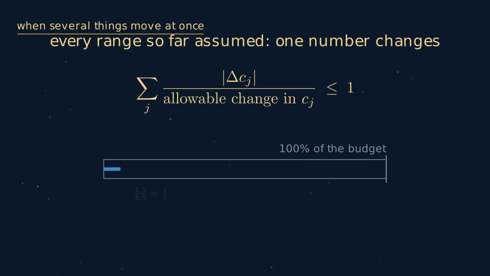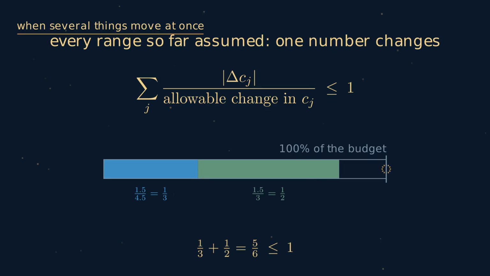Take our factory. The first margin rises by 1.5, out of an allowed 4.5. That spends a third of the budget. The second margin falls by 1.5, out of an allowed 3. That's another half. A third plus a half is 5/6. Still inside the budget, so the plan is guaranteed to hold, even though both numbers moved at once.